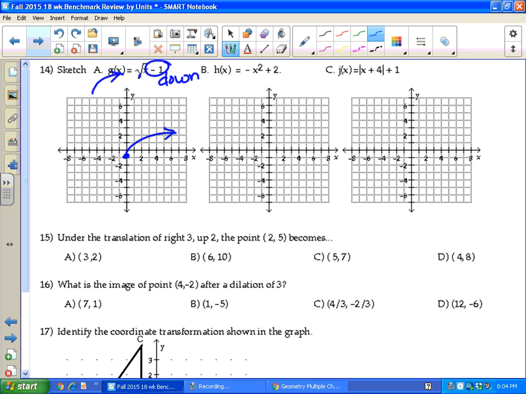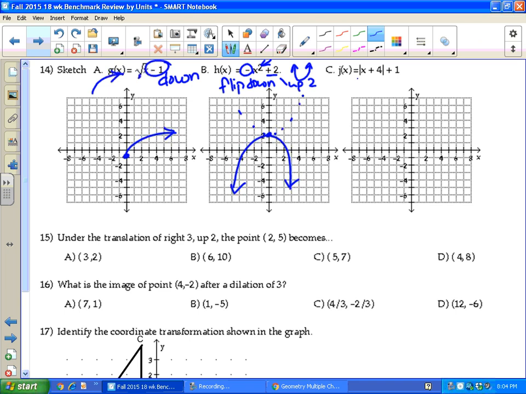Part B has 2 shifts. The negative in front makes it flip down. Okay, it's an x squared graph, so it normally has that U shape, and plus 2 is going to make it go up 2 units. So I'm going to go up 2 units and start here. But instead of going up this way, this graph is flipped down, so it goes that way. All right, negative x squared plus 2.